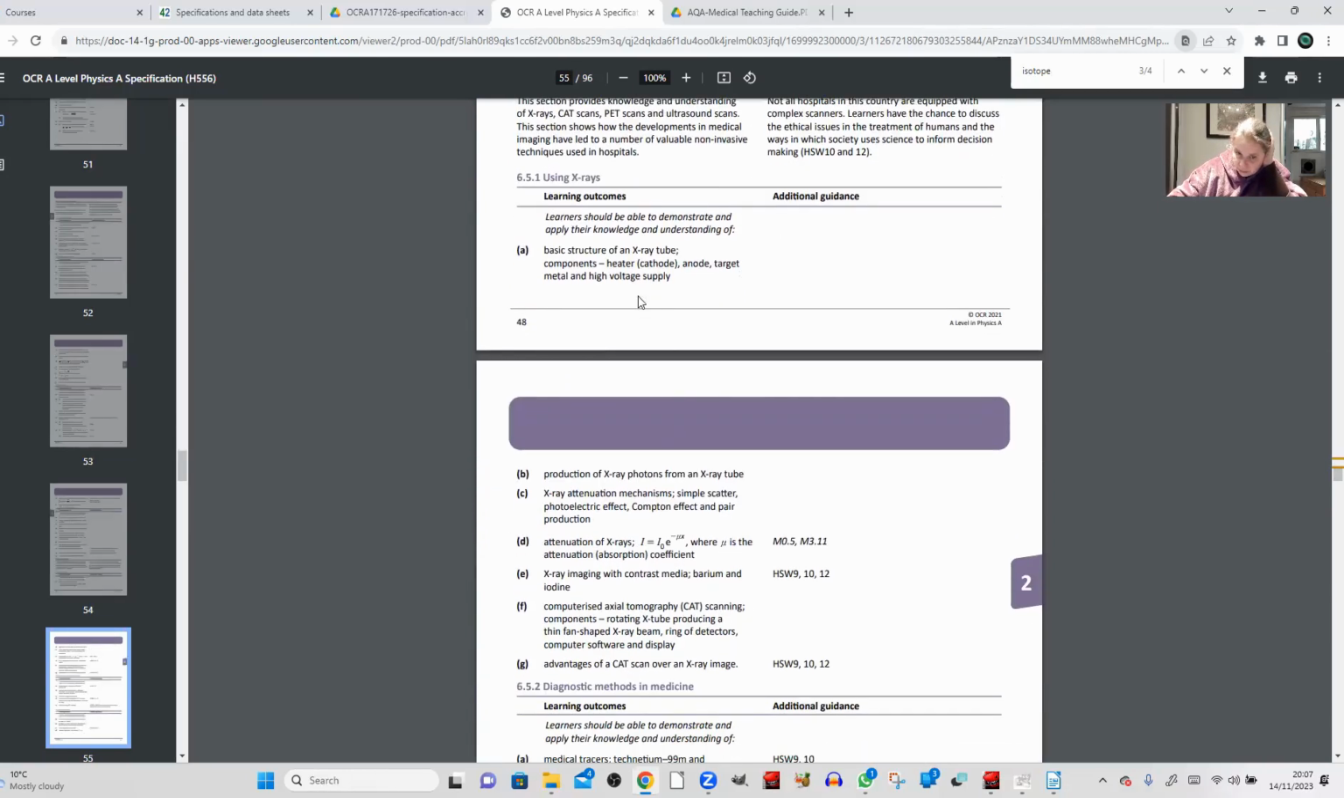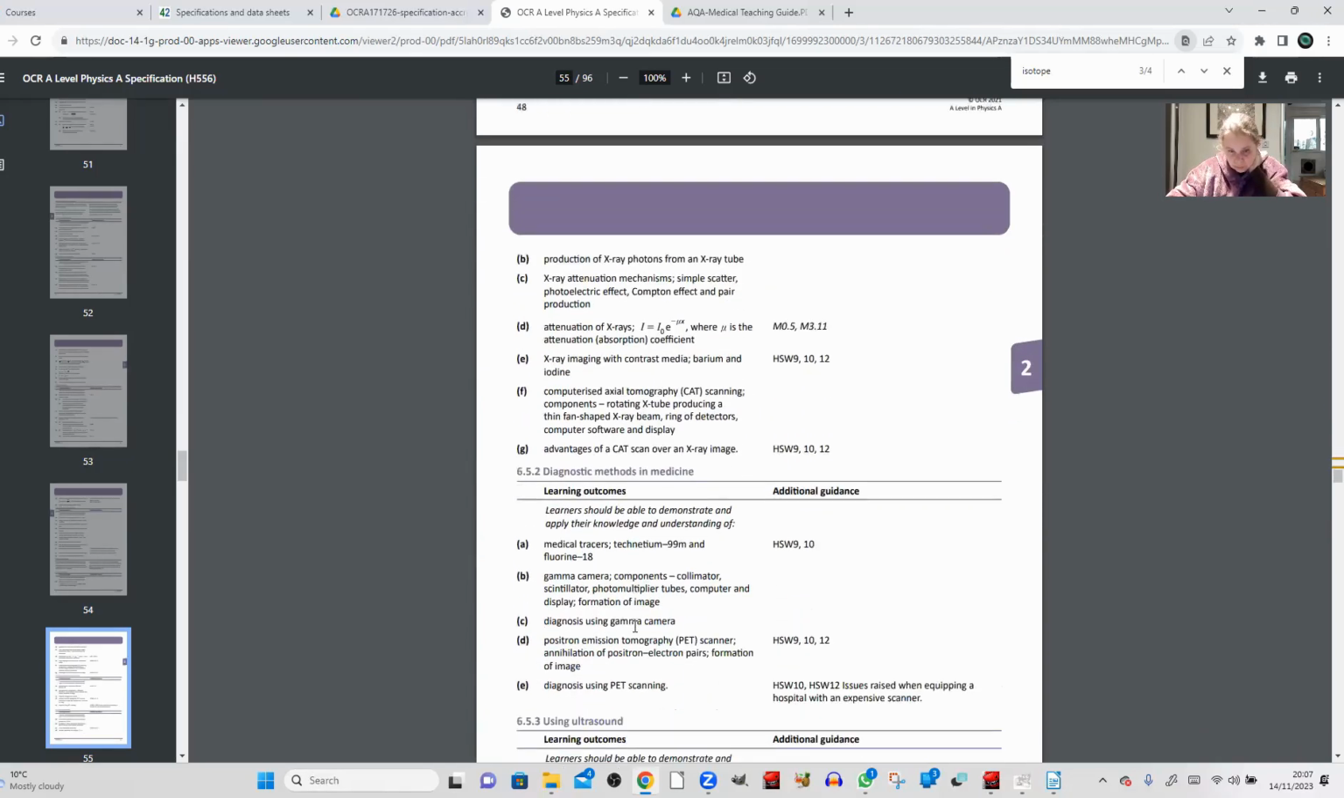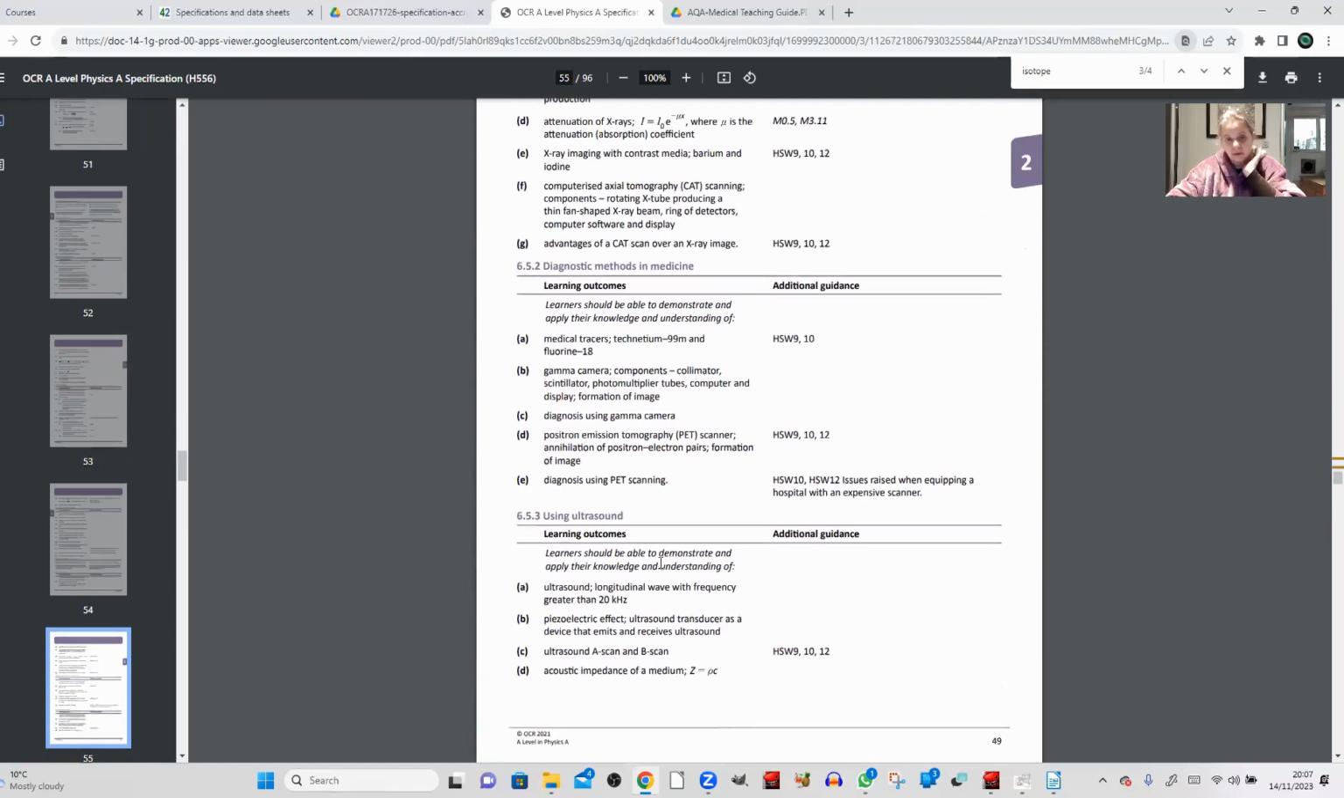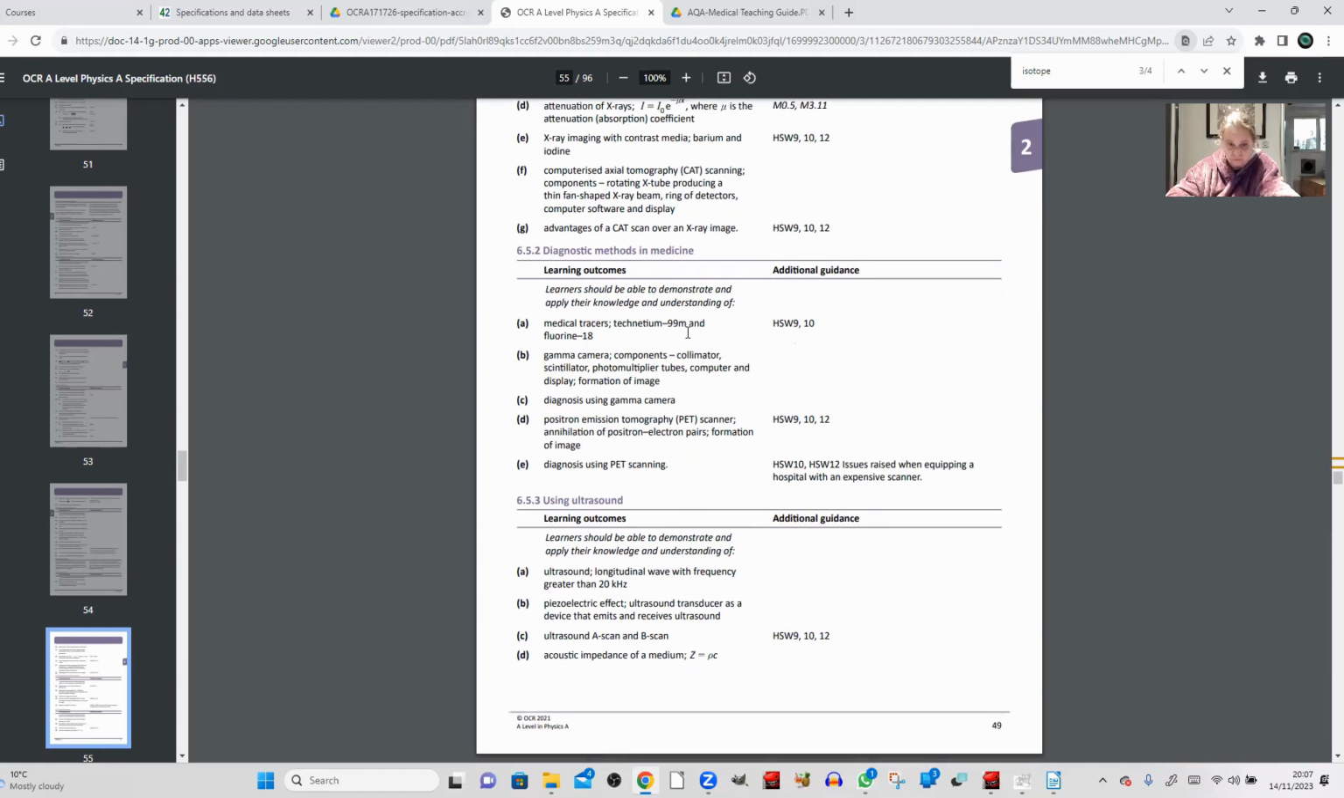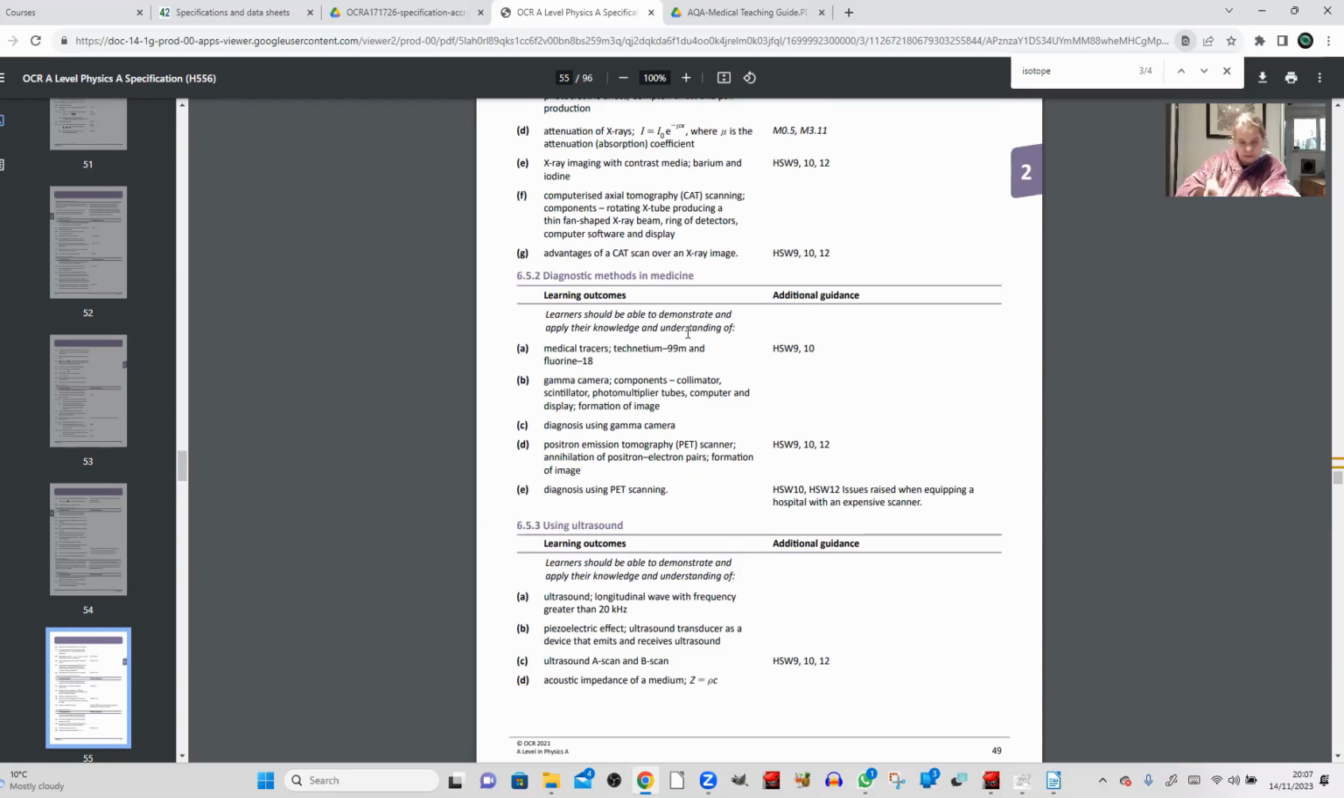Okay, so medical imaging, there's quite a lot on X-rays, which we're not going to cover today. But then we've got these diagnostic methods in medicine. This is AQA A, this specification, and you can see there's medical tracers. There's the technetium-99m, which is the metastable state of technetium, which I've already mentioned once. Fluorine-18 is used in PET scanners. Then there's the gamma camera for detecting gamma rays. The fluorine-18, and there we go, positron emission tomography, that's the PET scanner. So you can see that it comes into the diagnostic methods in medicine bit of the AQA A. So it's AQA, medical option, and AQA A.